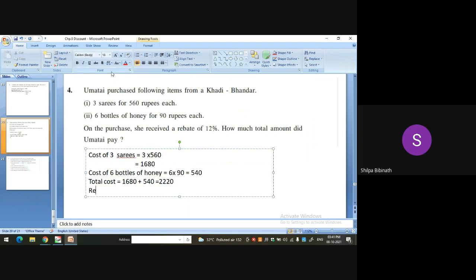On this she is getting a rebate. So right there, rebate is equal to 12 percentage. Okay. We'll find out how much amount she got. Rebate in rupees. How much? 2,220 into 12 divided by 100. So what will be your answer? When you calculate, you will get 266.4 rupees. Okay, you can write the rupees symbol there.